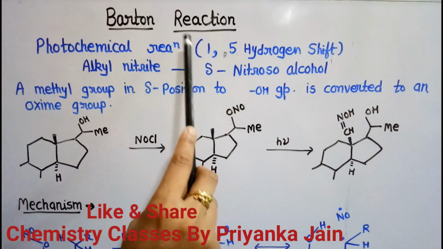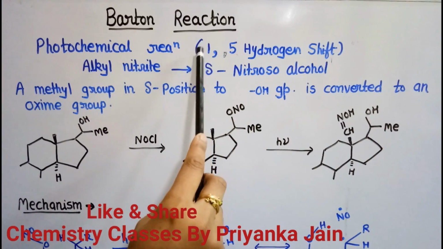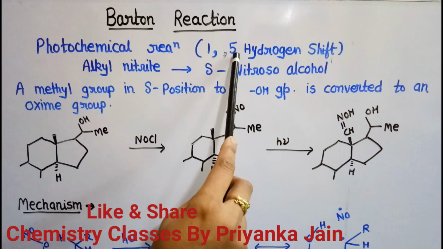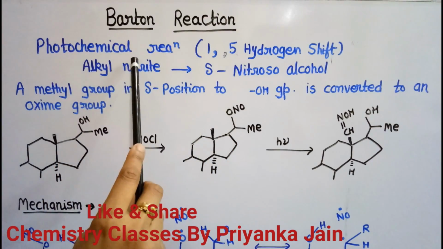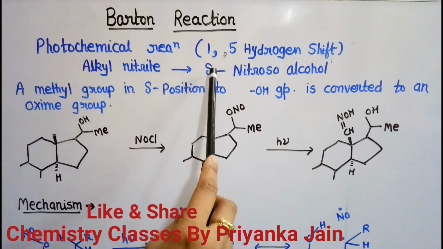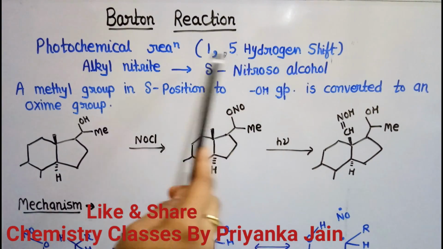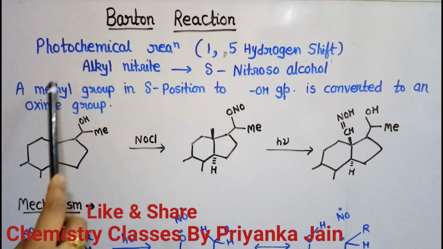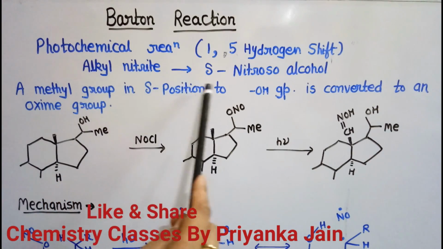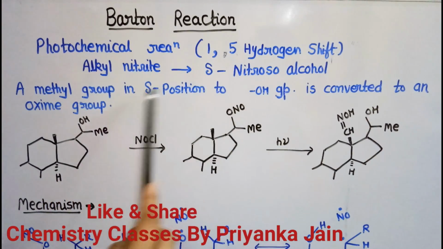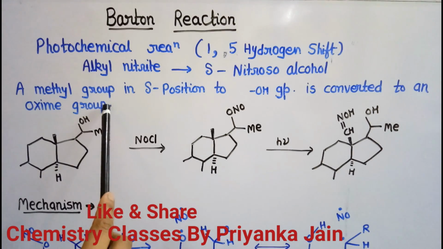It means the hydrogen is shifted from one position to the fifth position, and as a result of this reaction an alkyl nitrite is converted into a delta nitroso alcohol. In actual conditions what happens? A methyl group that is present at the delta position to the OH group is converted to the oxime group.